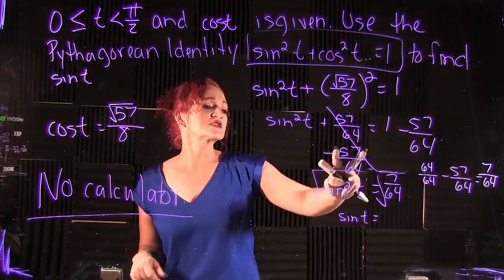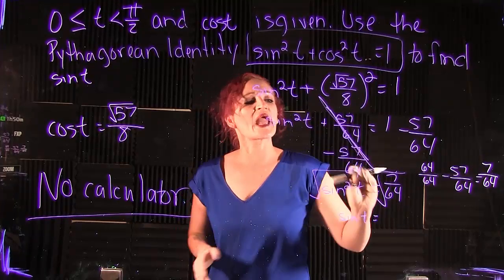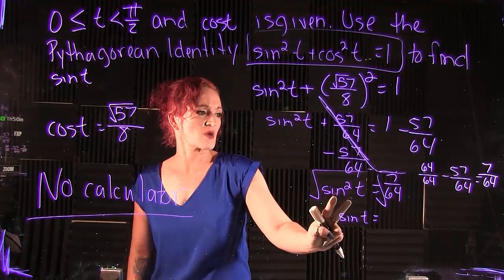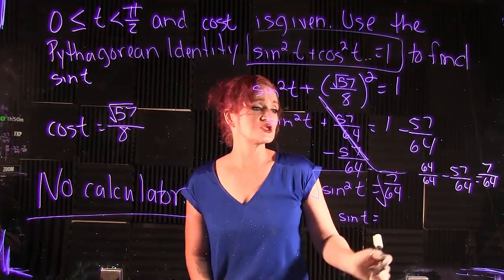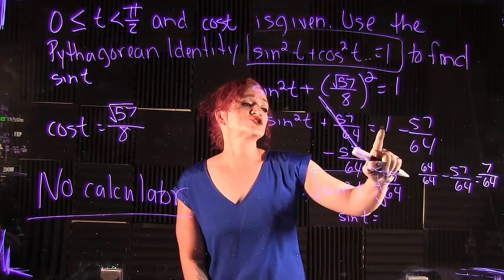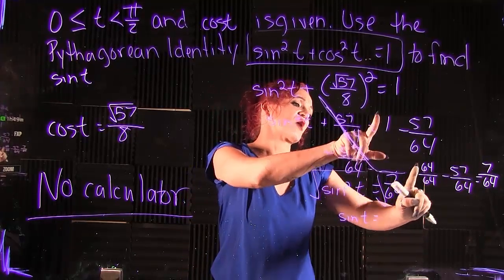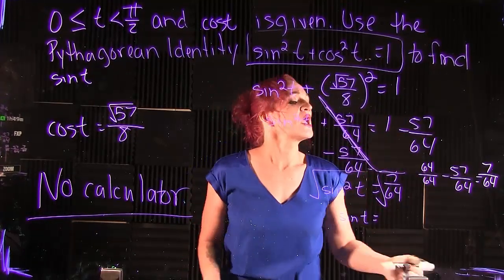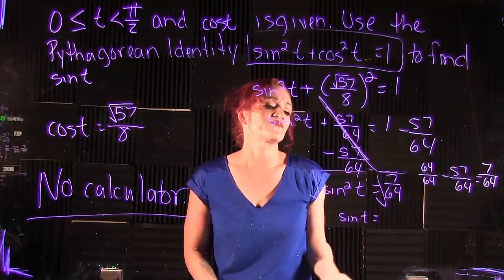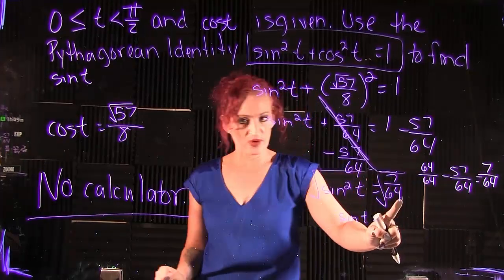We're going to subtract away that 57 over 64 from each side, which is going to cancel on this side, leaving us with this sine squared t here that we're going to drop down. On the right side, we just need to subtract 1 minus 57 over 64. Change that 1 to be a 64 over 64 so that we can easily subtract that 1 minus the 57. And when we do that, that gives us 7 over 64, which we're just going to plug in here. So we're left with sine squared t is equal to 7 over 64.